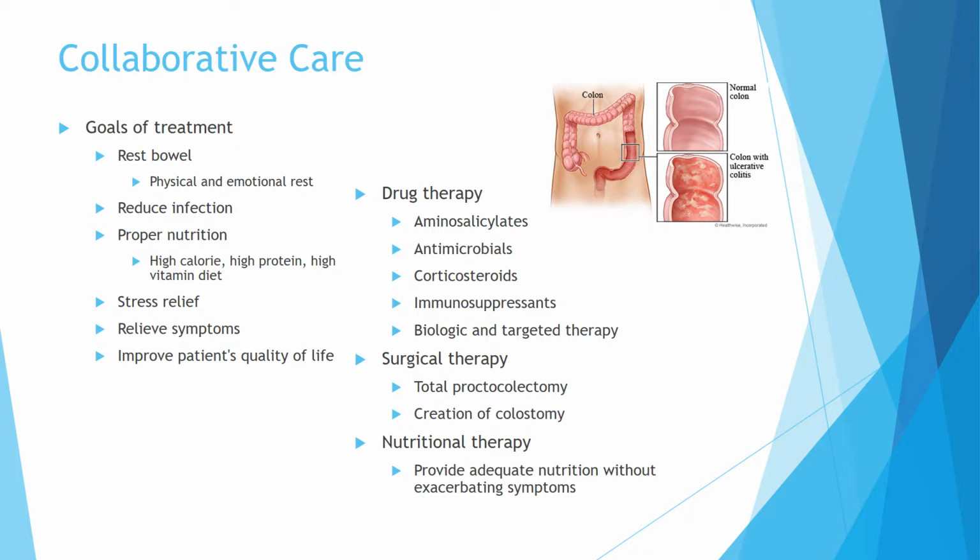Drug therapy can also be used, including corticosteroids and immunosuppressants. These typically are the first line of defense against ulcerative colitis. However, surgical therapy is also used, and the creation of a colostomy through the removal of the colon is a cure for the disease. Nutritional therapy is also used with the help of a nutritionist to provide adequate nutrition without exacerbating the symptoms of the disease.